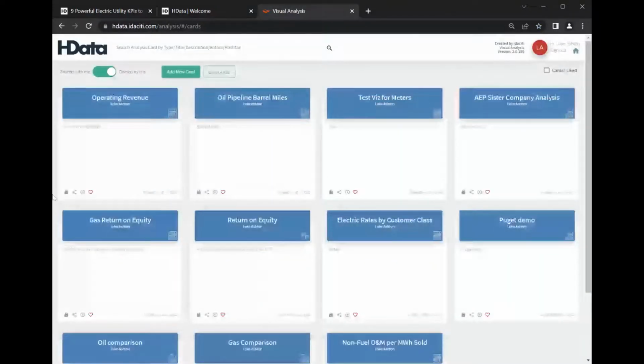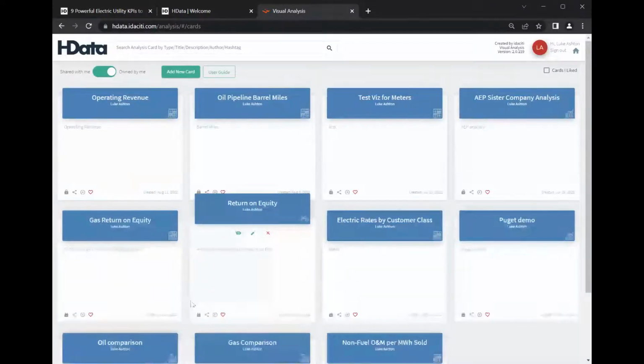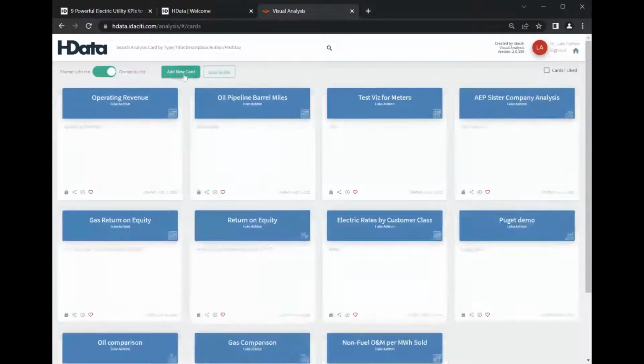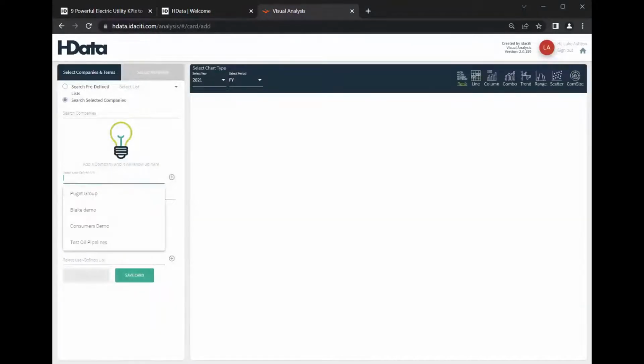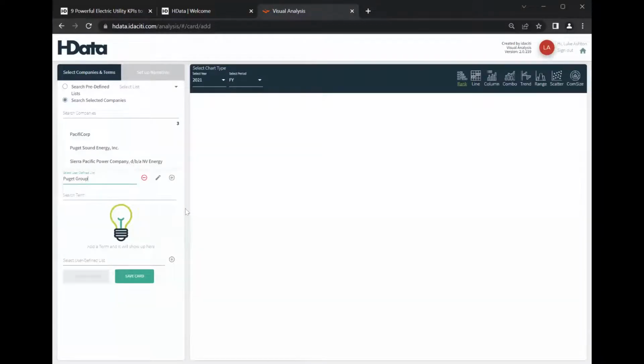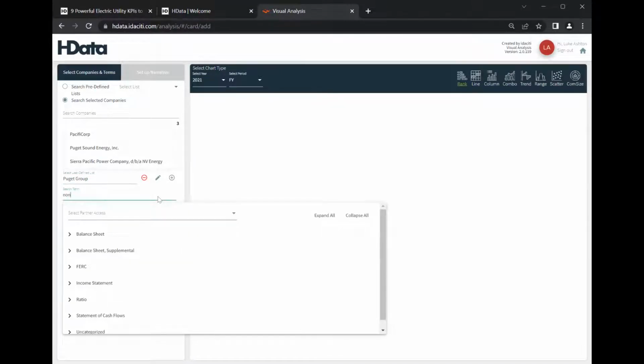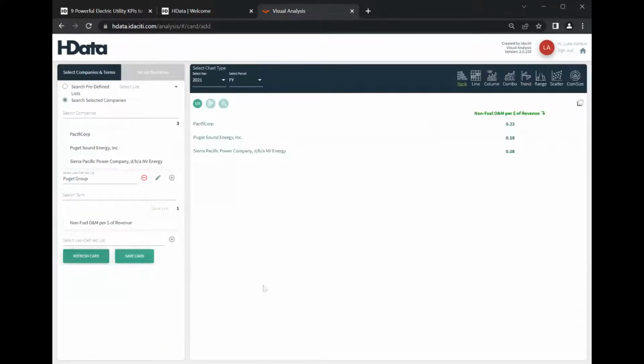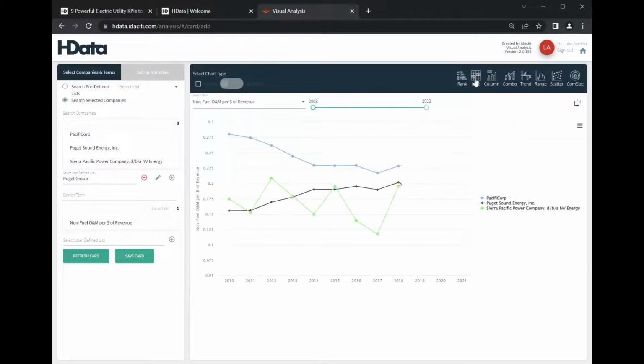I have a few different visualizations that I've created here. And all these individual cards are a single visualization. So for example, if I wanted to create a new card here, I'm going to go ahead and pull up a list of companies that I've been looking at recently. So I was looking for a Puget Sound Energy peer group, and I had saved that as a list. So we can go ahead and use that for this. And then I want to go ahead and look at non-fuel O&M per dollar revenue. And I can go ahead, refresh that, we get a table view, but then I can also visualize that for all three companies at the same time.